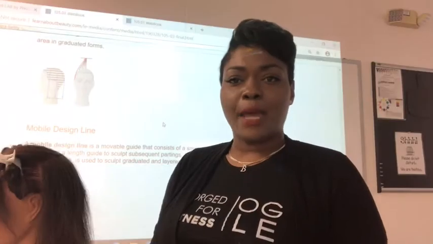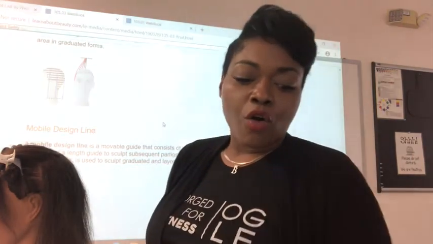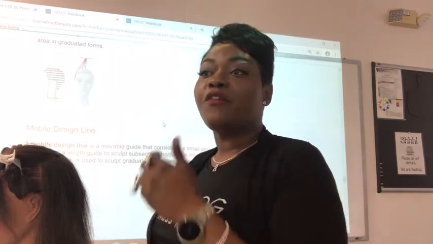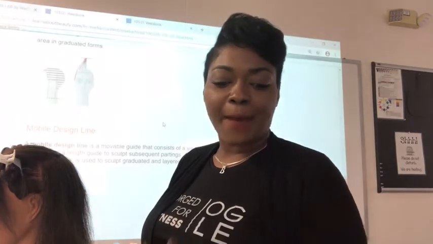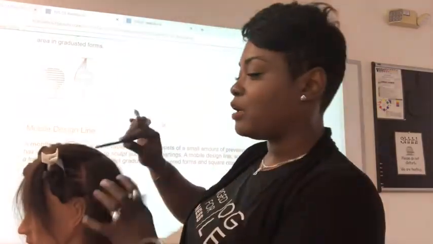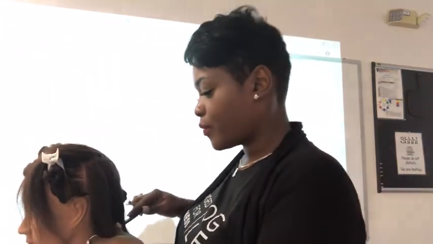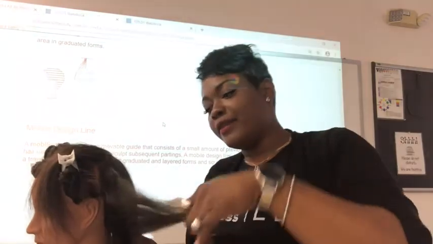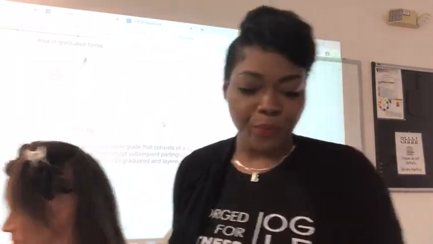The last step of your sculpting procedures would be to cross-check. Cross-check is when you are checking for balance and accuracy. The way to cross-check is by using a line opposite of the original parting. So if the original parting is parallel to the floor, you would take a parting that's horizontal to check that section, okay?